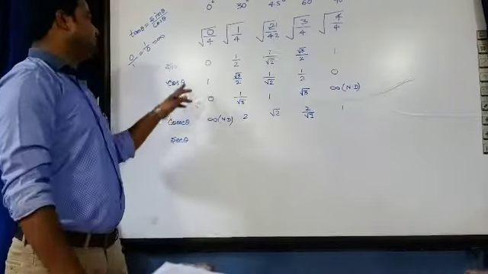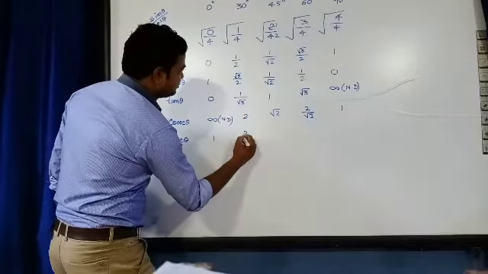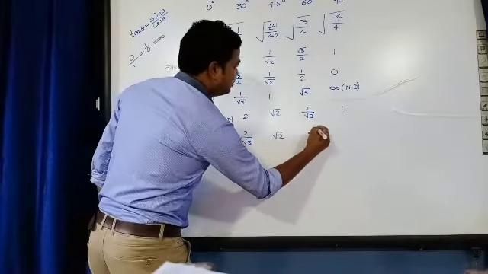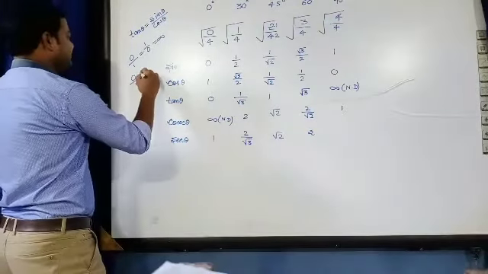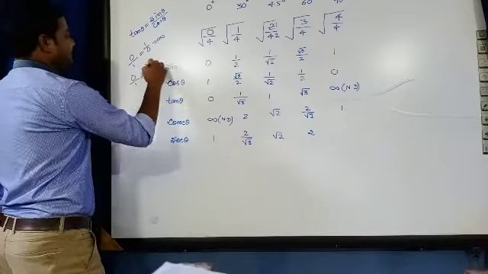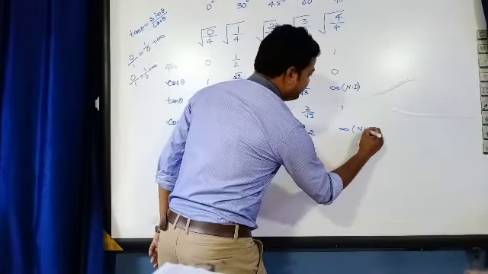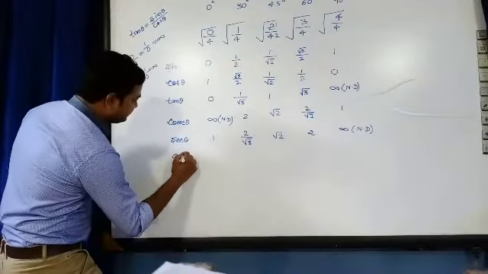Now sec theta. Sec theta, we know, is 1 by cos theta, so 1 by 1 equals 1. This is the reverse, 2 by root 3, this is root 2, this is 2, and here is 0. 0 means 0 by 1, so this is 1 by 0 reversed, which again is infinity, not defined. And this is cot theta.